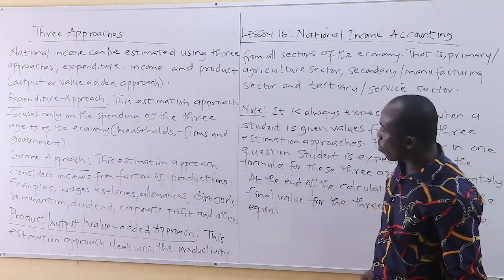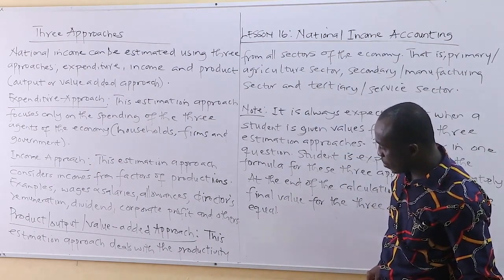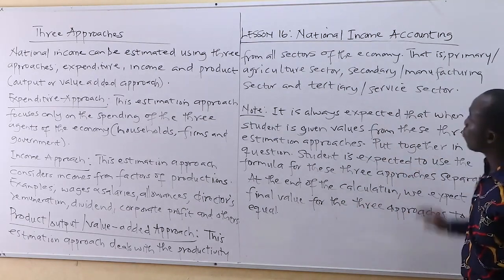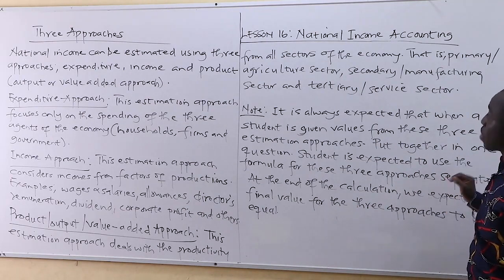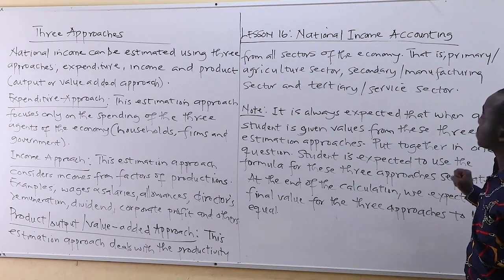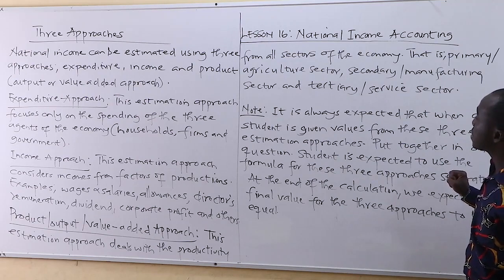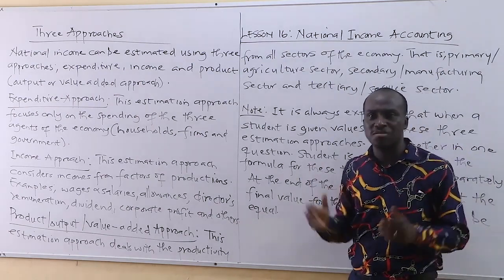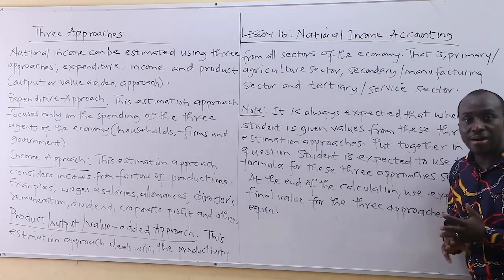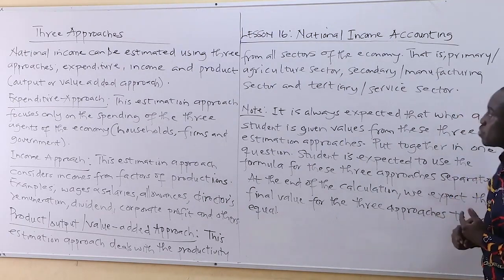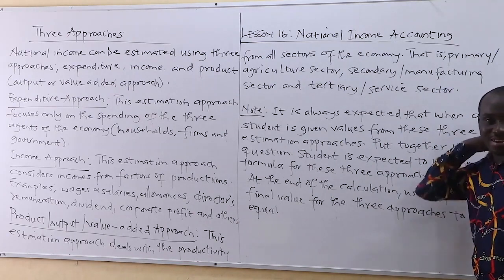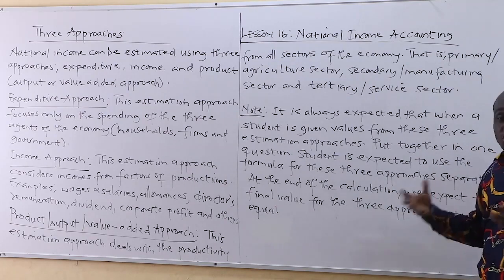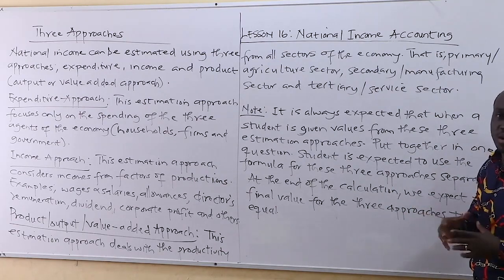Also, let's get another one. We have what we call the product output or value added approach. This estimation approach deals with the productivity from all sectors of the economy. That is the primary or agri sector, secondary or manufacturing sector, or tertiary or services. So with the products or output or value added approach, we're looking at the productivity. Productivity of what? The agri sector, so you're going to learn what the agri sector, the fishing, the farming, all those things. Those who farm rice, sugar cane, those who farm coffee, mango, everything, the agri sector.